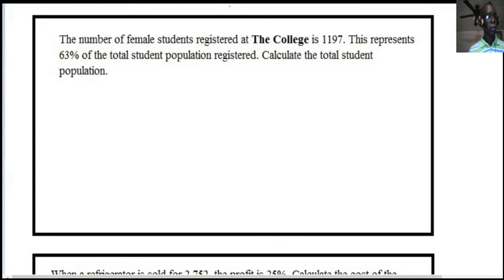We also have to read this problem carefully, because we cannot go ahead and find 63% of 1,197 and get our answer. The 1,197 represents 63% of the total population registered. Therefore, we can set up an equation to find the total population. The total population is something we do not know. Let the total population be represented by X.